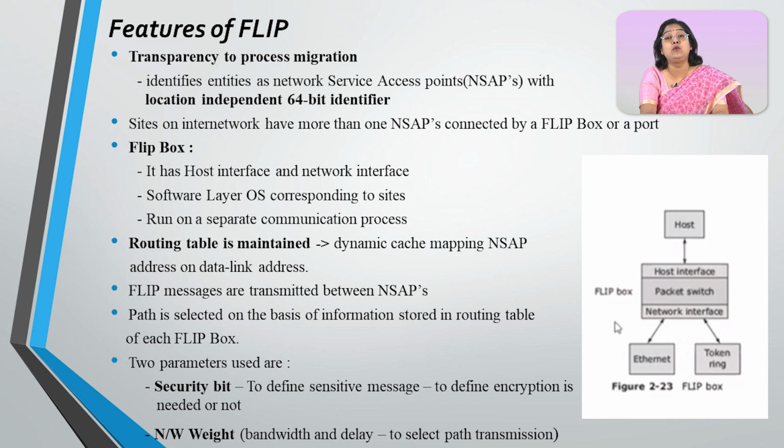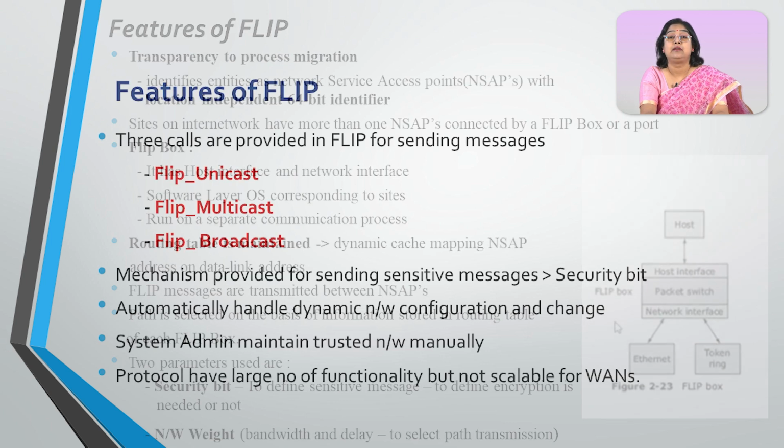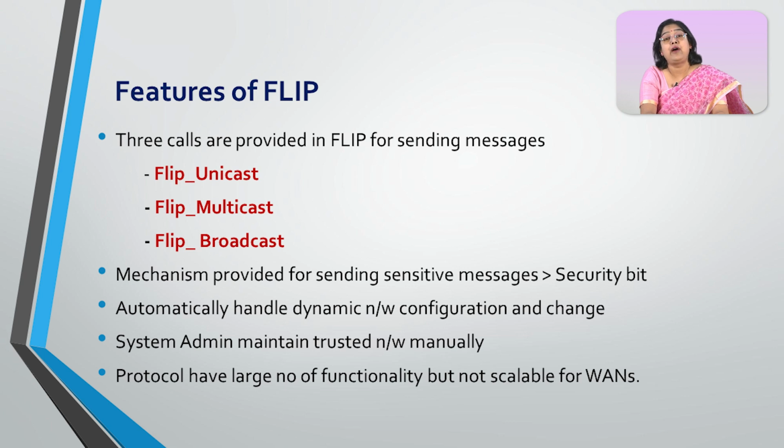The second is the network management. FLIP automatically handles dynamic network configuration. Three calls are provided in FLIP for sending messages. First one is the FLIP unicast, which is used for point-to-point communication, and FLIP multicast and FLIP broadcast. Both are used for group communication, which allow group of entities to be addressed using a single FLIP address. Mechanism provided for sending sensitive messages, that is security bit.